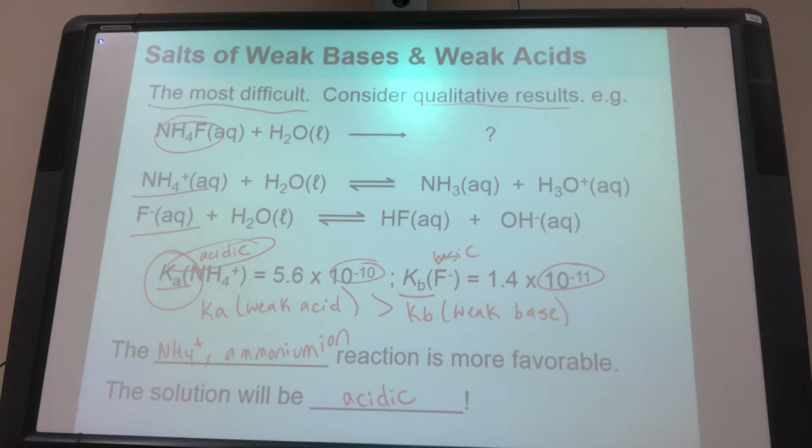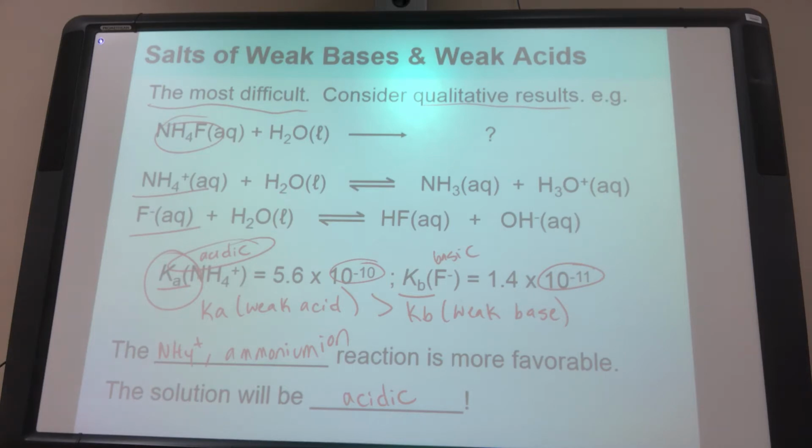So it just depends on which one's stronger. You need the K's and you compare the K's. And the K's you would just get from a book or a chart. Okay? So this one is complicated, but there's no math really other than comparing two things, so it's easier from a standpoint of problems for you guys.